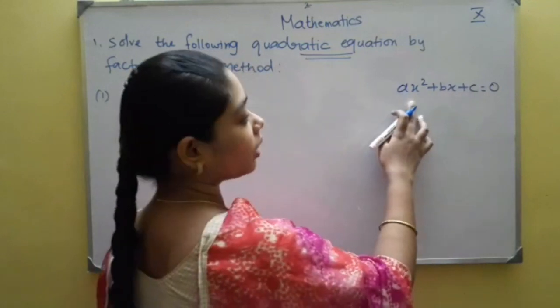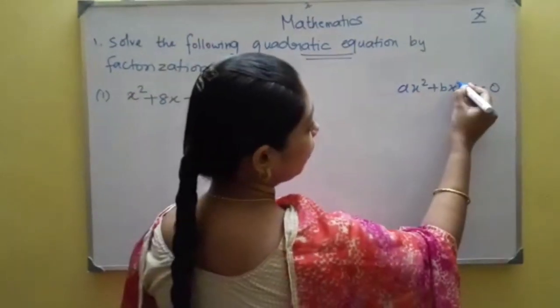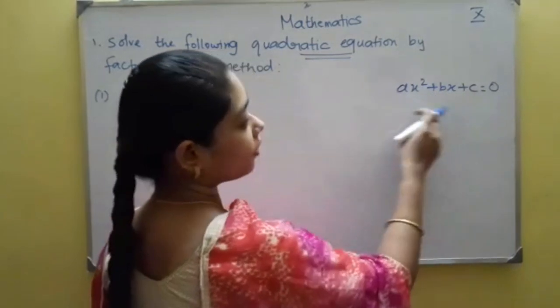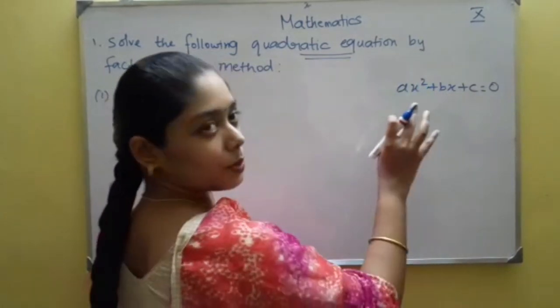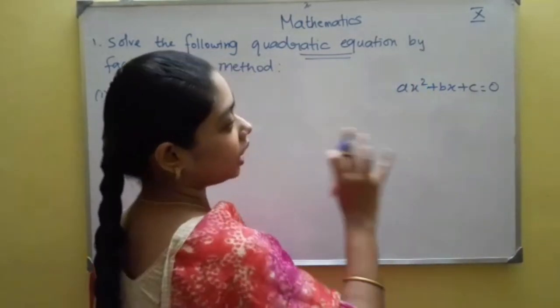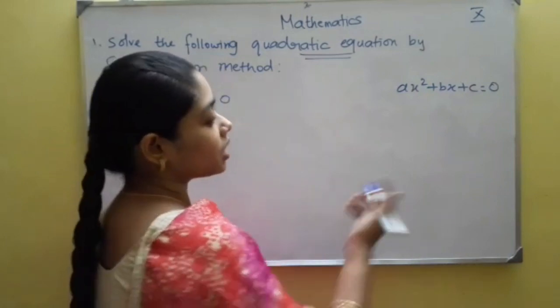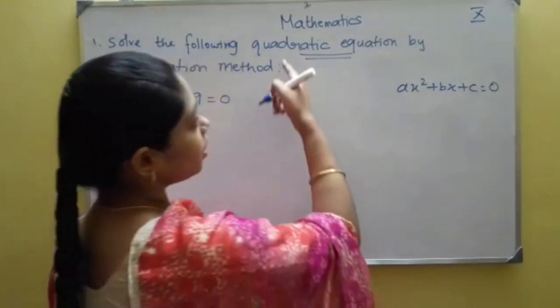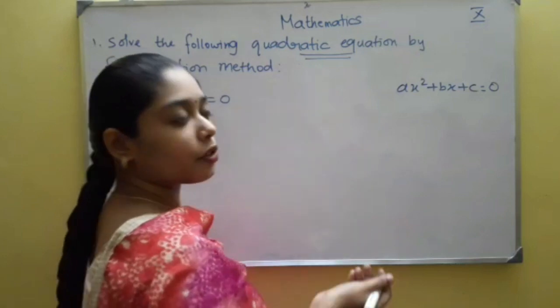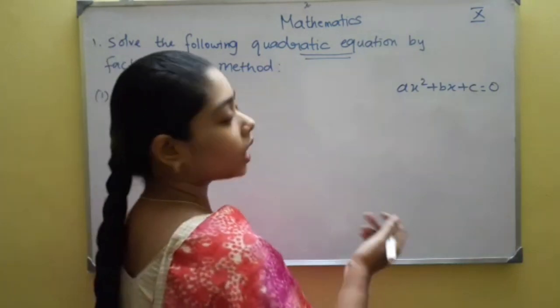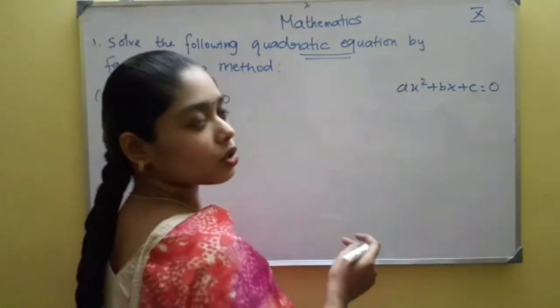The highest power of this variable is 2. This variable's power is 1, this variable's power is 2, so the highest power of the variable is 2. Suppose the highest power of the variable is 1, then such an equation is called a linear equation. If the highest power is 2, such an equation is called quadratic. Suppose the highest power is 3, then it is called cubic. If the highest power is 4, then it is called biquadratic.